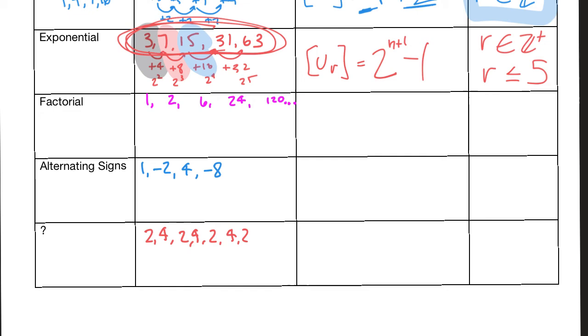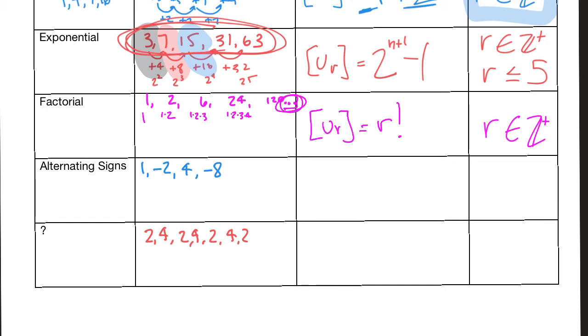Okay, so this one you kind of have to recognize that 1 is just equal to 1, and 2 is equal to 1 times 2, and 6 is 1 times 2 times 3, 24 is 1 times 2 times 3 times 4, etc. Okay, so the rule is it's going to be r factorial. And in this one, r is an element of the positive integers, again, because of these dot, dot, dots.